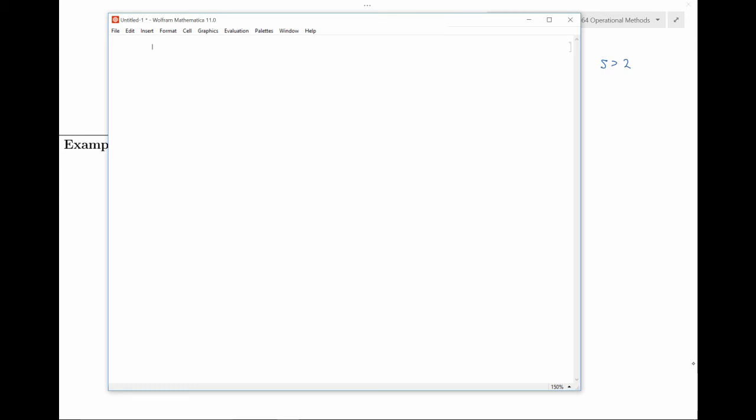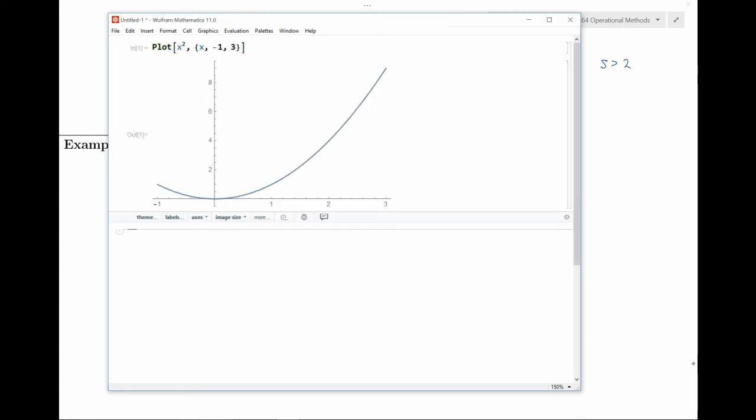So what Mathematica gives you is an interface with cells. Every cell is a computation block in Mathematica, and you just have to type in your commands. So for example, I can type in the command of plotting the function x squared, where x goes from -1 to 3. And if I press Shift Enter, that evaluates this command and produces a graph. You might be wondering, how did I make the x squared look like x squared? Well, that's a little bit of the magic of Mathematica.